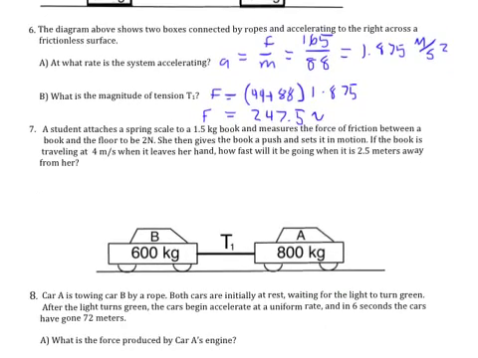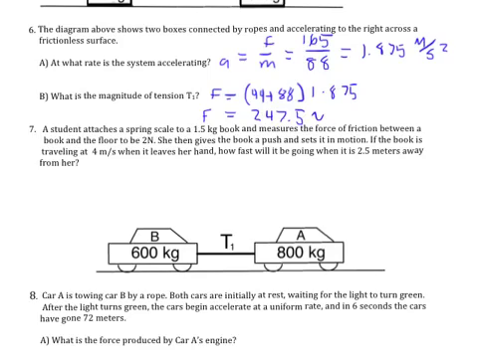A student attaches a spring scale to a 1.5 kilogram book and measures the force between the book and the table to be 2 newtons. Now remember, friction always acts opposite the motion. She then gives the book a push and sets it in motion. The book is traveling at 4 meters per second when it leaves her hand.